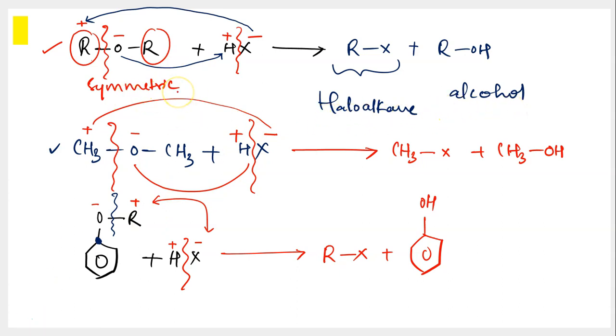In case of symmetric ethers you don't need to be confused on which bond you should break down, but in case of asymmetric ethers like this or maybe unsymmetric ethers like this, you always need to break the bond based on the stability of the resultant alkoxide ion.